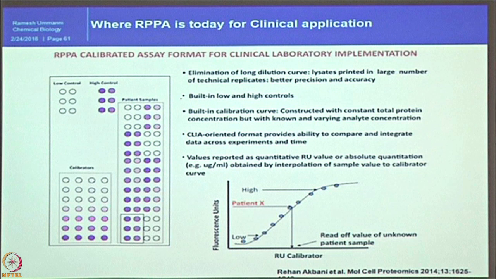The moment we get patient data in this panel, we can extrapolate on the graph and say what the quantity is. If this quantity is below or between the low and high, or above high or below low, then we can decide that this patient is having X problem or Y problem and so on. So now people are talking about this kind of miniaturized RPPA platform to bring into personalized medicine.